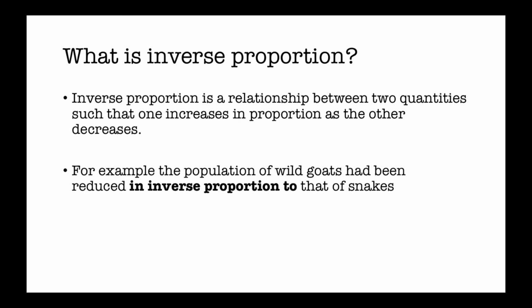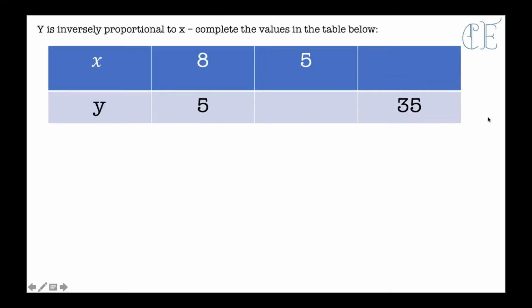For example, the population of wild goats has been reduced in inverse proportion to that of snakes. So basically, wild goats reduced as the snakes increased, and that's probably because the snakes were biting the goats and trying to eat them. Okay, so let's have a look at a question that you might get in your exam.